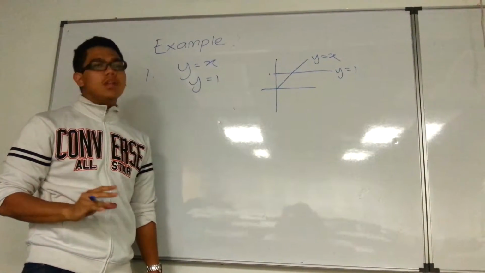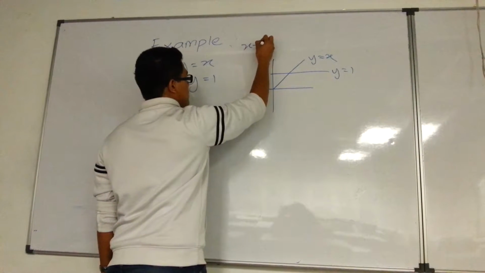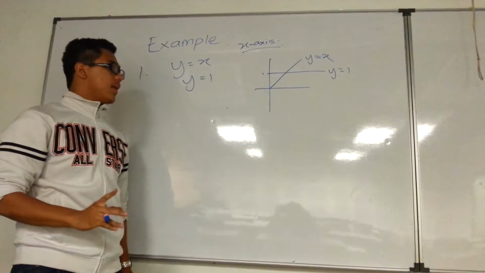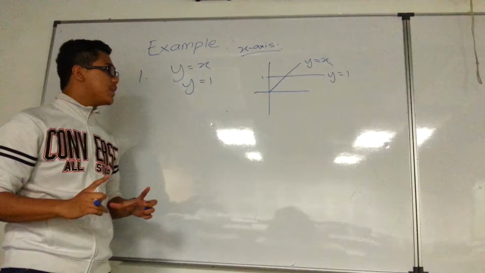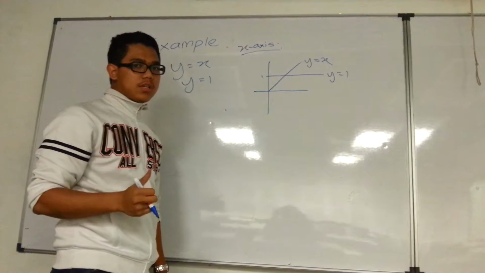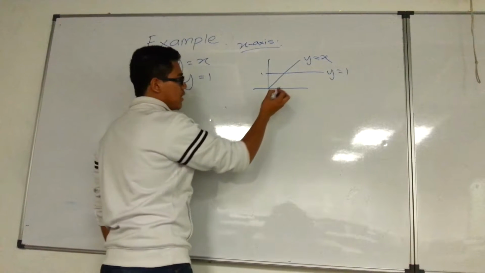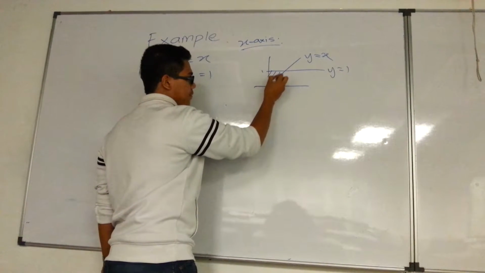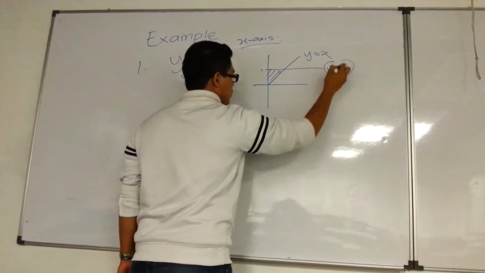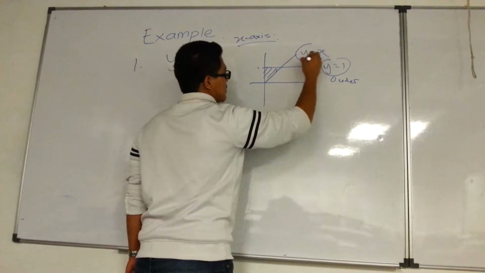Okay, based on the question, they want us to rotate about the x-axis. Then, after we get the question, try to look at which one is the outer radius and which one is the inner radius. For this question, the volume is inside here, and the outer radius of this question is y is equal to 1. The inner radius is y is equal to x.